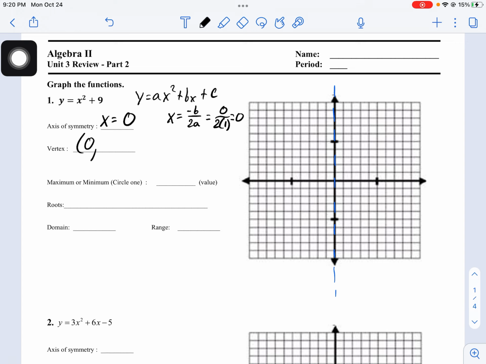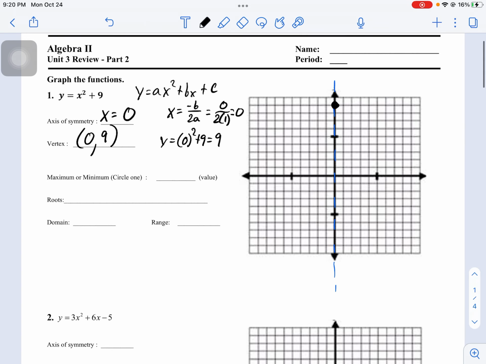And then to find that value, all we do is we take our x value and we plug it in. So it's going to be y equals 0 squared plus 9, which is 9. So (0, 9) is our vertex. That means our point is up here at (0, 9).